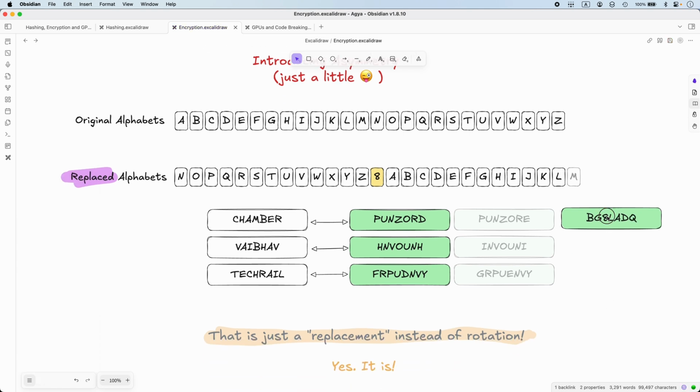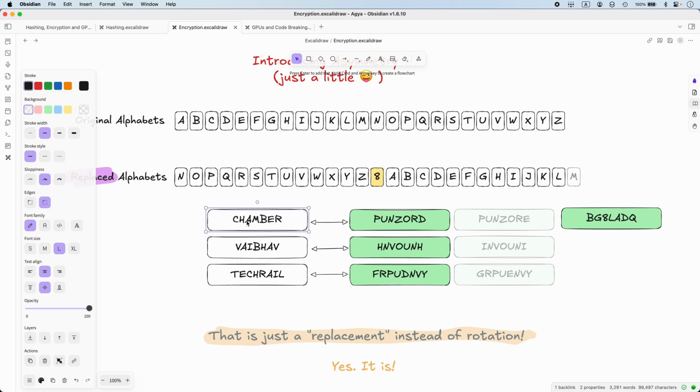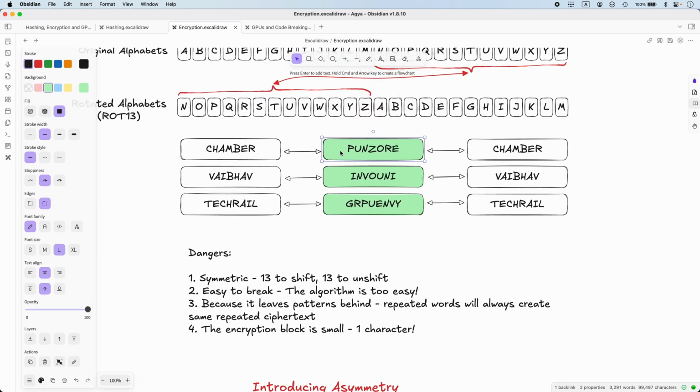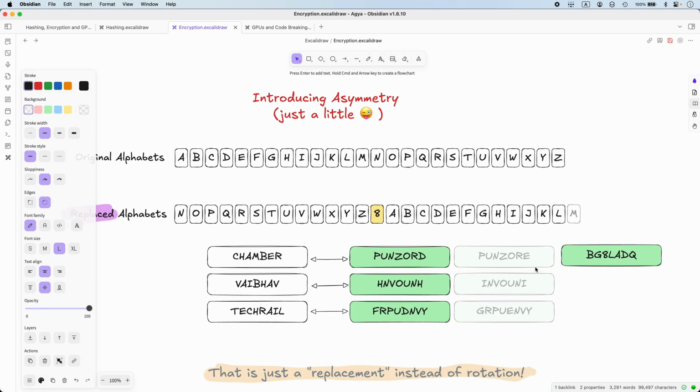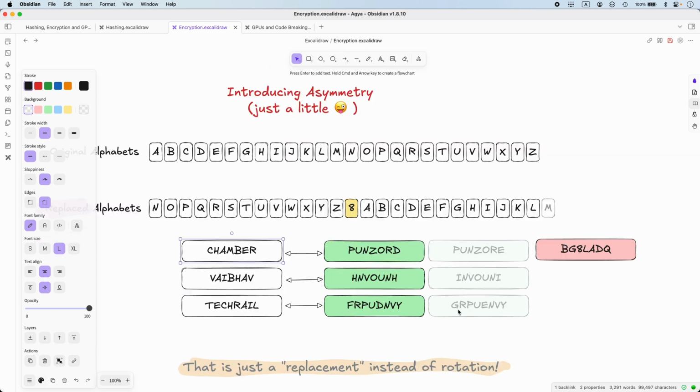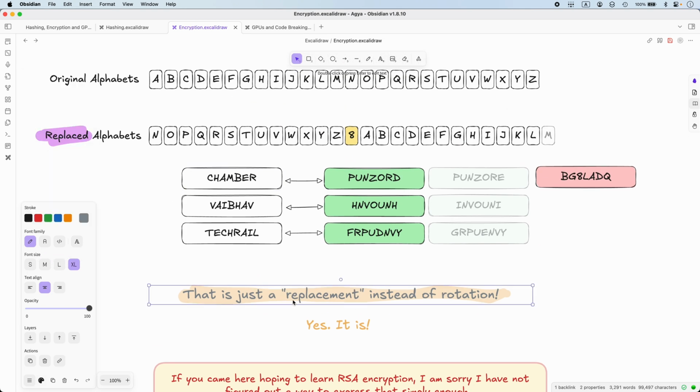See what happened. Does this look similar to this? No. Unlike this, where the same operation when repeated gave you the original text, the same operation when repeated gives you a different text. This does not return back to this. This becomes something new. Let's mark it in red. This is not what you wanted. You wanted this. So this is a little bit of asymmetry. But this is more or less a replacement.